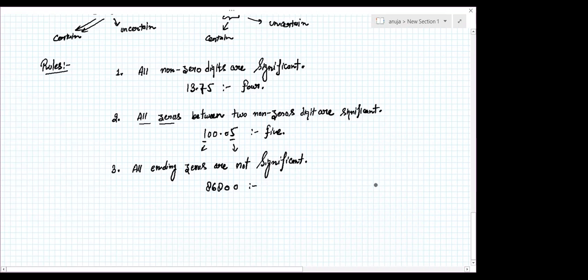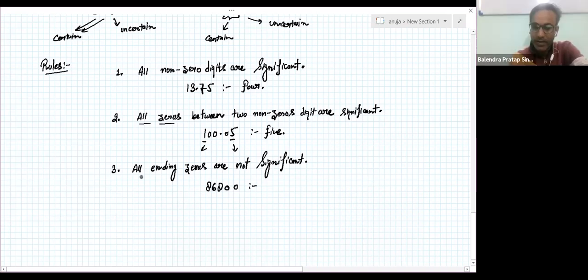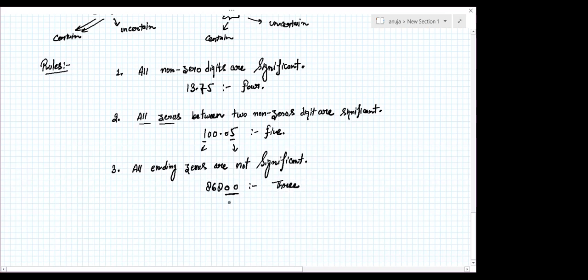Okay, again read the rule. All ending zeros are not significant. So you will not consider these two zeros. So the significant figures are 3.